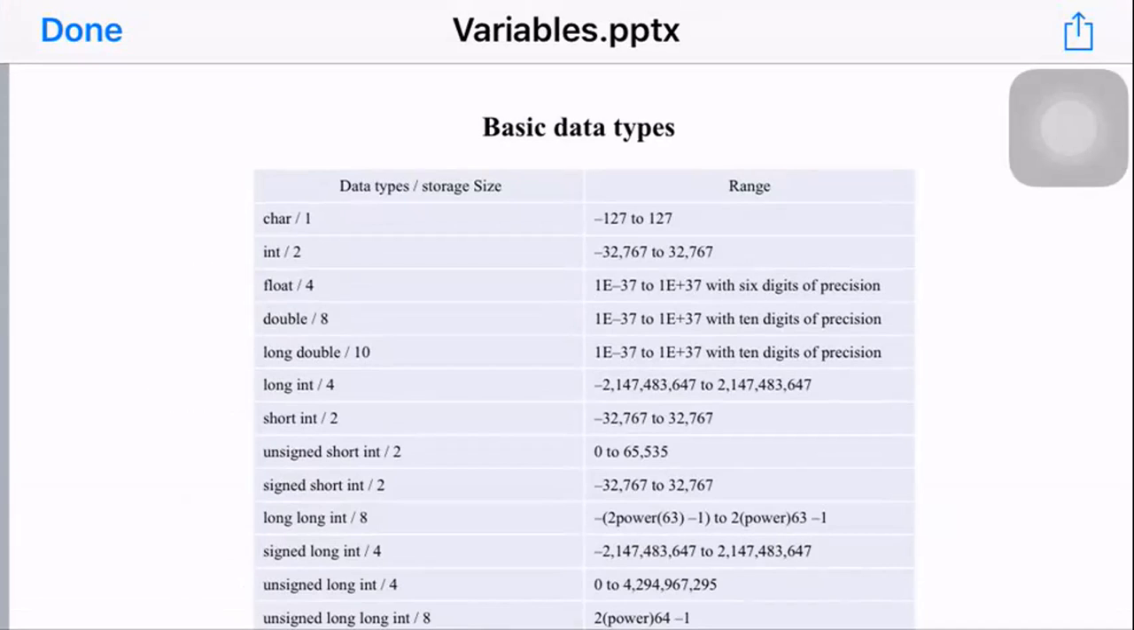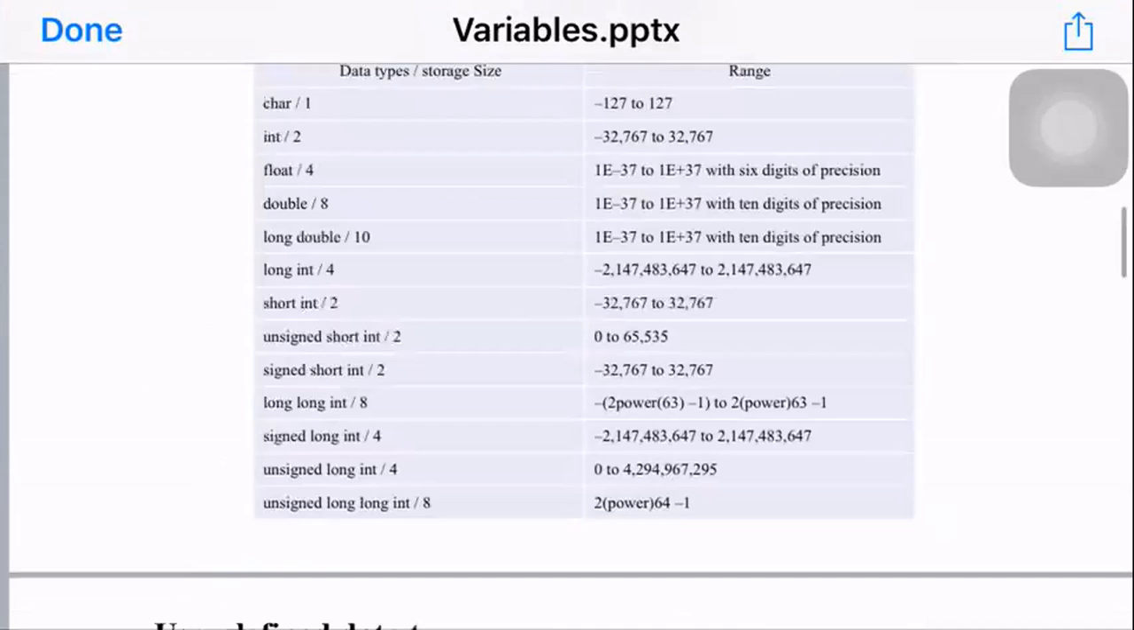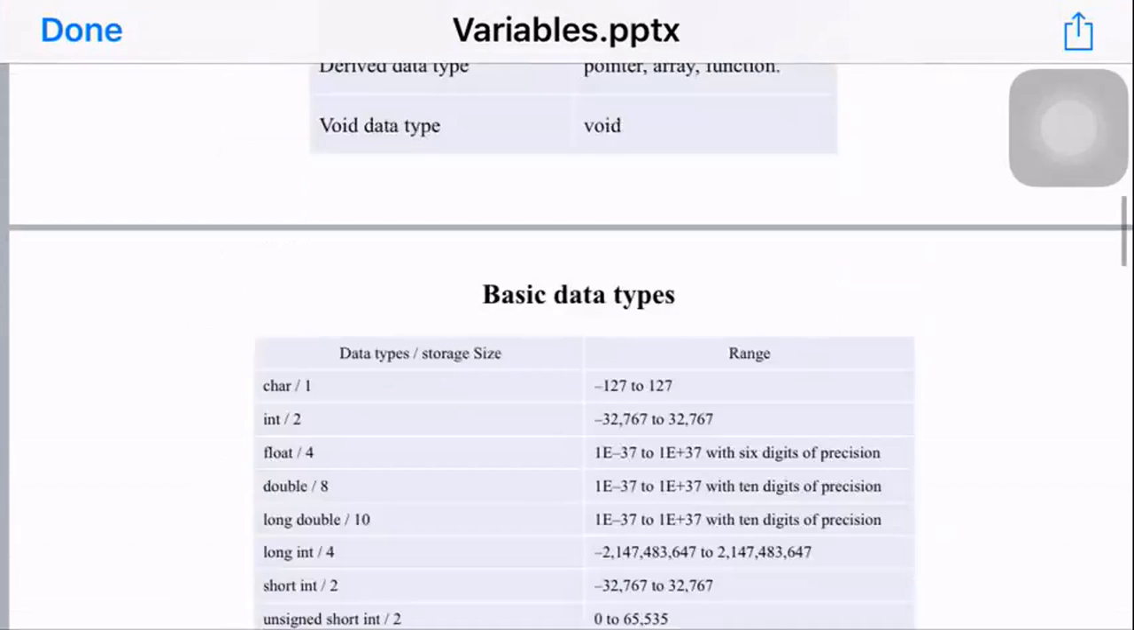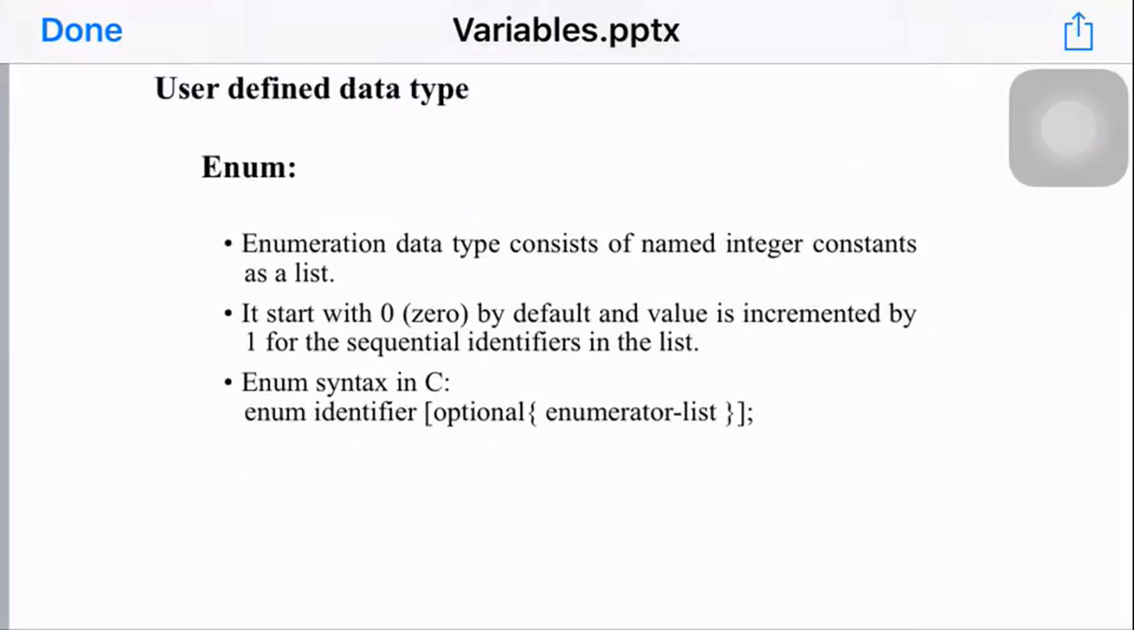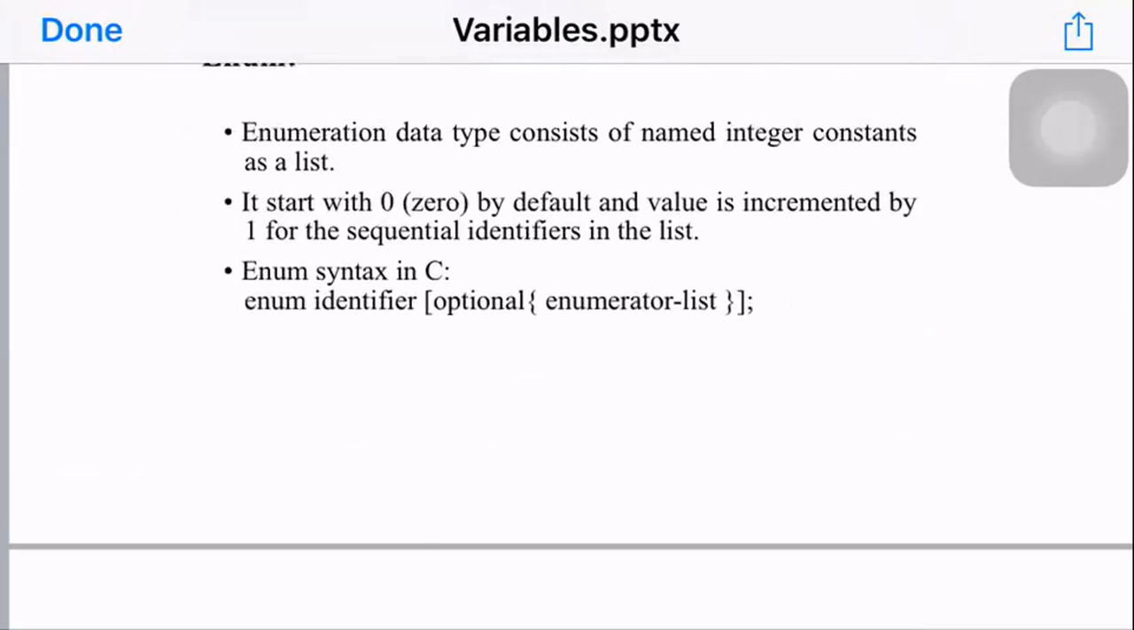So now coming to the user defined data types, there are enum, structure, and union. Enum means enumeration. The enumeration data type consists of named integer constants. By default it will start with 0, and the value is incremented by 1 each time. Next, the enum syntax is the enum keyword, an identifier, which is optional, that is our wish, and the enumerator list.